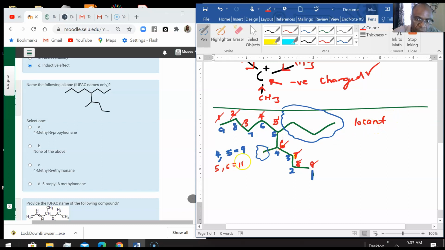Okay, so we go with the blue because when you add 4 and 5, you get 9, which is less than 11. So the name will be written following the alphabetical rule. This is not an F. I think this is a propyl. That's a propyl, and this is a methyl.